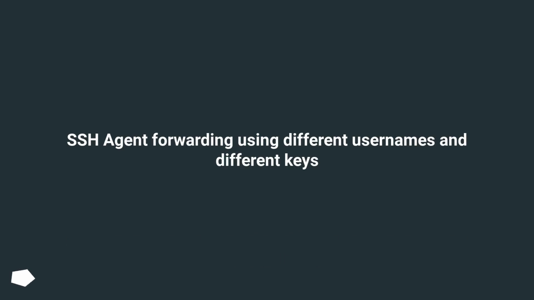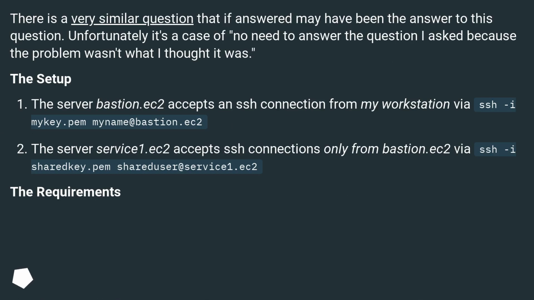SSH agent forwarding using different usernames and different keys. There is a very similar question that, if answered, may have been the answer to this question. Unfortunately, it's a case of no need to answer the question I asked because the problem wasn't what I thought it was. The setup. The server bastion.ec2 accepts an SSH connection from my workstation via mikey.pem, myname at bastion.ec2.